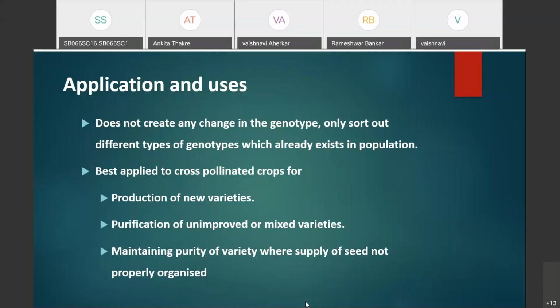Okay, and that's why we can say the mass selection is more art than science. Okay, it is more art than science. And the success of mass selection method depends on the extent up to which the phenotypes are the actual expression of the genotype. Okay, the success of the mass selection method depends on the extent up to which the phenotypes or the external characters are the actual expression of the genotype.